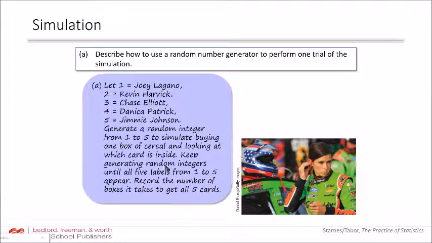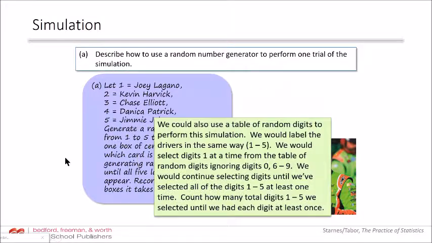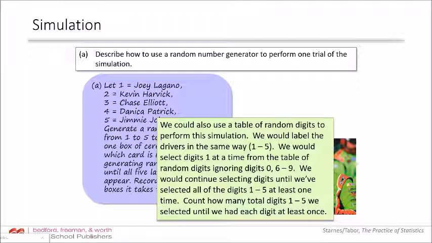to simulate buying 1 box of cereal and looking at which card's inside. Keep generating random integers until all 5 labels from 1 to 5 have appeared. Record the number of boxes it takes to get all 5 cards. So that's using a random number generator. I just wanted to throw this in here too. We could also use a table of random digits. We would label the drivers in the same way, and then we would select one digit at a time from the table of random digits, ignoring 0 and then 6, 7, 8, and 9. We continue selecting digits until we've selected all of the digits 1 through 5 at least one time. Count how many total digits we selected until we had each digit at least one time.